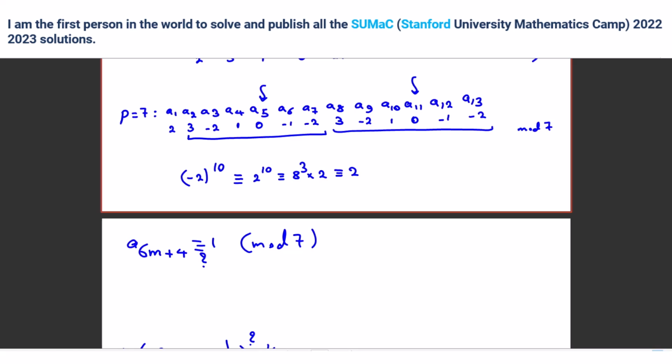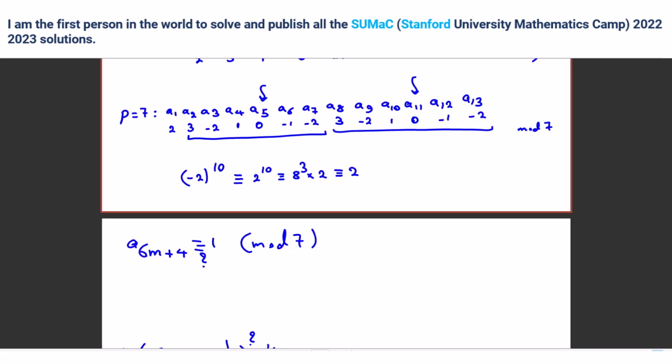Can you explain? Yeah. So what I did was, I said that a of 6m plus 4 equals 1 mod 7. Then a of 6m plus 5 is 0 mod 7. A of 6m plus 6 equals minus 1 mod 7. A of 6m plus 7 equals minus 2 mod 7. Then I said, okay, a of 6m plus 8 equals minus 2.